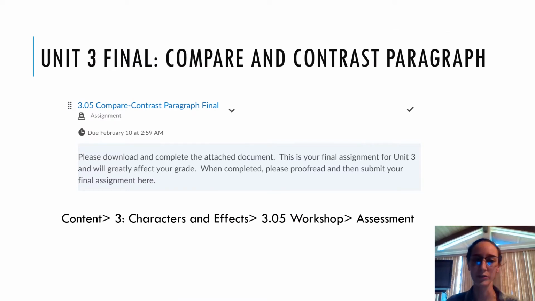So the Unit 3 final assessment and final assignment is a compare and contrast paragraph. You can find this by going to Content, to Unit 3, Characters and Effects, the 3.5 workshop, and then go to Assessment. And there's a couple of documents there that are there for you. So I'm going to write this down for you. Download.